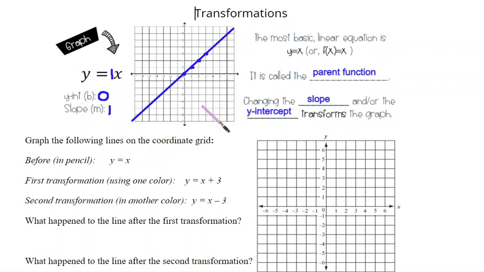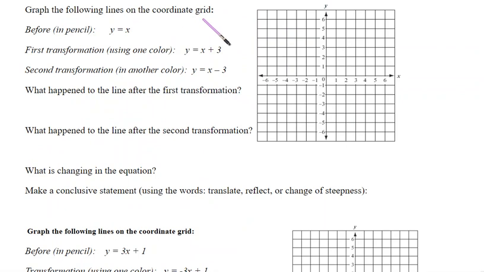Let's do some examples together and try to figure this out. It says graph the following lines on the coordinate grid. We have three different equations. If you have colored pencils, try to use two different colored pencils, and you can use your regular pencil for this first one. The first one is our parent function, which means y equals x. My y-intercept is 0 and my slope is 1, so up 1 over 1, up 1 over 1, and then I can draw my line. That is my parent function. I'm going to put that in blue so you can see it.